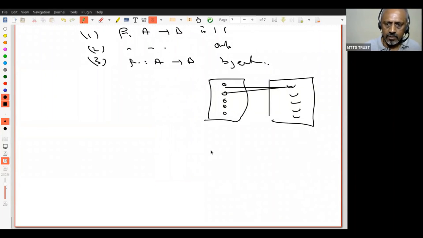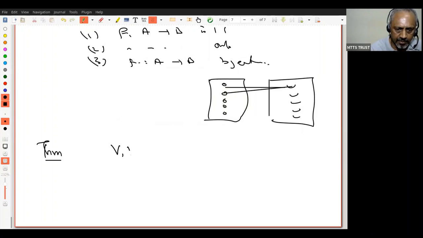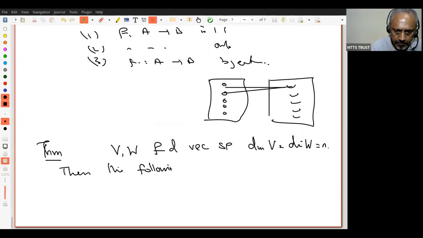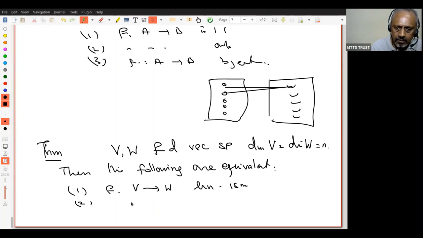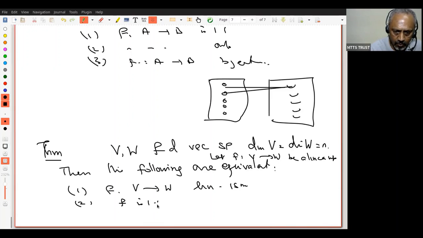Okay, anyway. So now we want to prove a similar result for linear spaces. Let V and W be finite dimensional vector spaces. Assume dimension of V equals dimension of W equals n, and let f from V to W be a linear map. For that linear map, the following are equivalent: 1, f is a linear isomorphism; 2, f is 1-1; 3, f is onto.